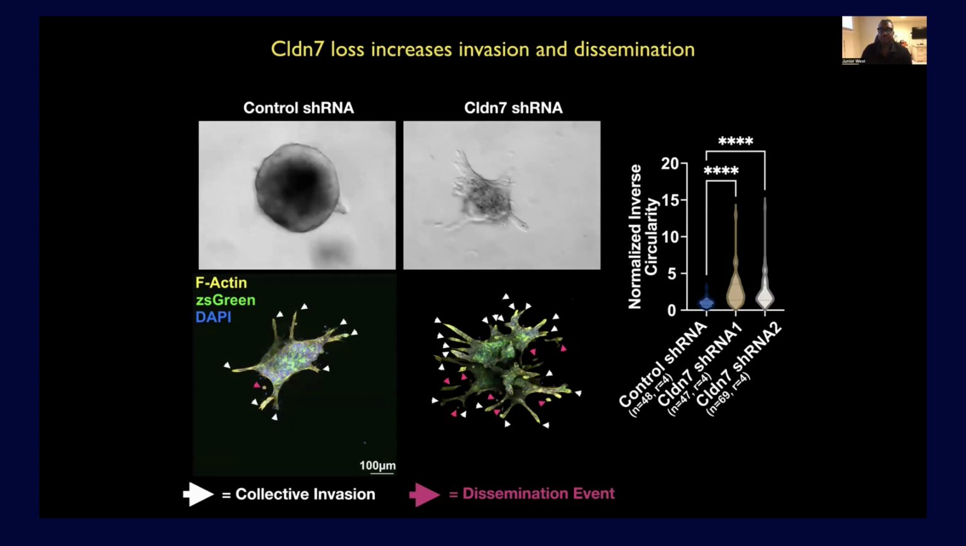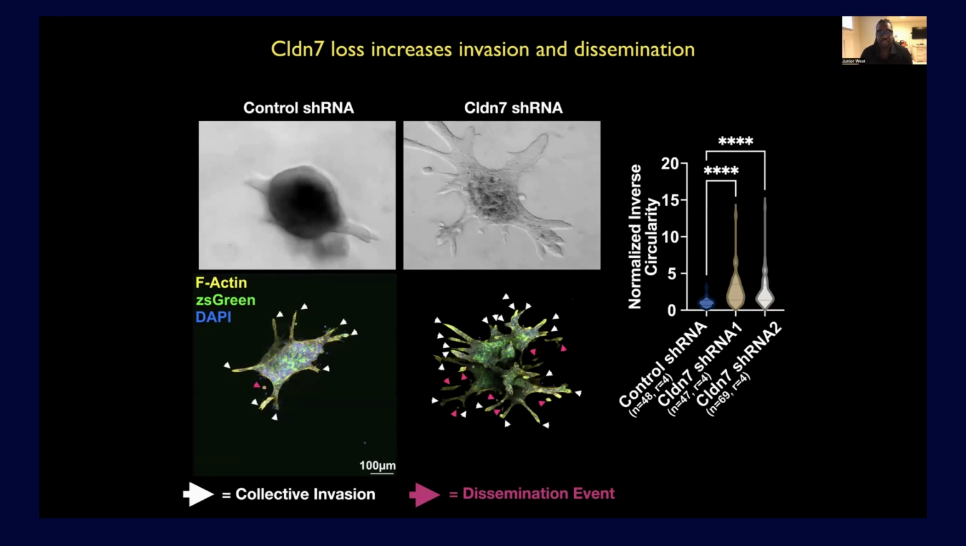Next, we wanted to look for a role in invasion, since we know that this is the initial step of metastasis. So we used one of our 3D organotypic assays for invasion to test whether claudin 7 is restricting invasion. And indeed, we were able to observe that loss of claudin 7 induced a several-fold increase in cancer cell invasion.